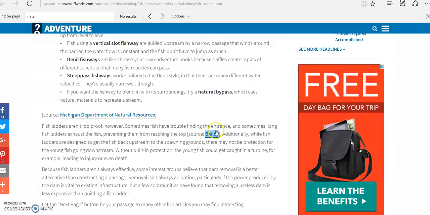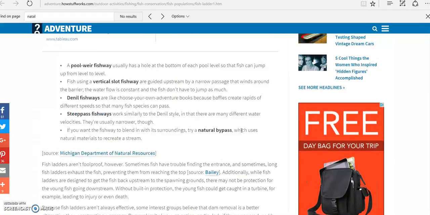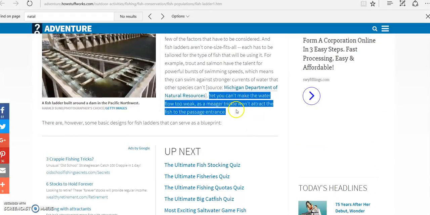Sometimes the fish have trouble finding the entrance. But I think it's the water. It's the pressing down of the water. It even says here that you can't make the water flow too weak. A meager trickle won't attract the fish into the passage area. So there is something there that attracts them. It's instinctive. The Lord's placed it within them. And the same thing with us. That's the reason why we continue and strive to find answers to our questions and to search Him out and to find out who He is, because we have that inner drive.